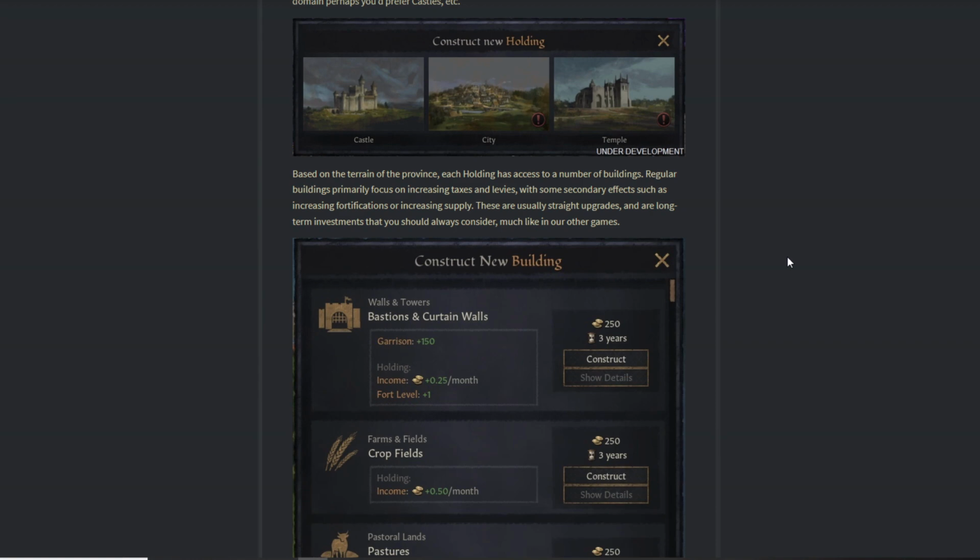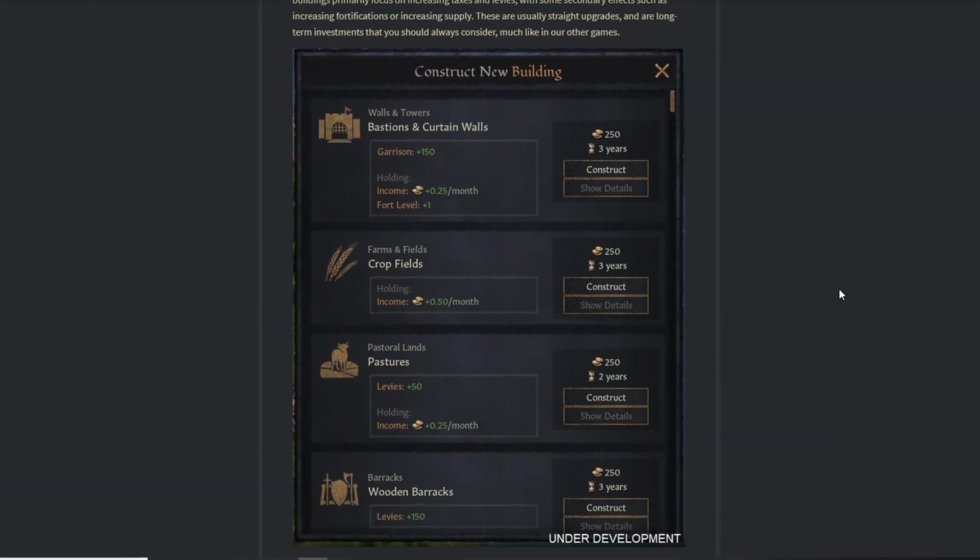Based on the terrain of provinces, each holding has access to a number of buildings. Regular buildings primarily focus on increasing taxes and levies, with some secondary effects such as increasing fortifications or increasing supply. These are usually straight upgrades and are long-term investments that you should always consider, much like in our other games.